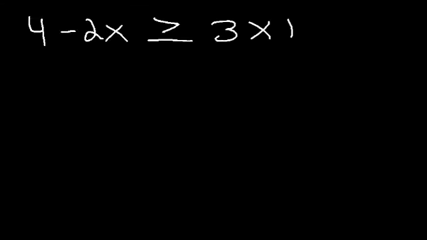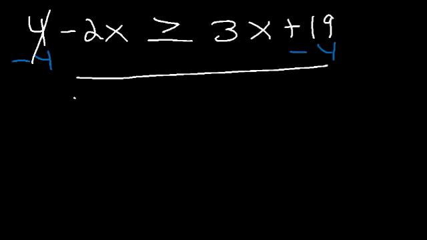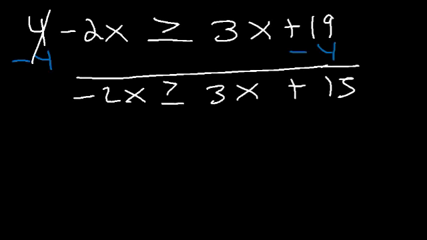Now what if we have variables on both sides? 4 minus 2x is equal to or greater than 3x plus 19. How can we solve for x in this particular example? So there's many ways you can approach this problem, but first let's subtract both sides by 4. So 19 minus 4 is 15. Now what we could do is subtract both sides by 3x. We need to get x on one side of the equation.